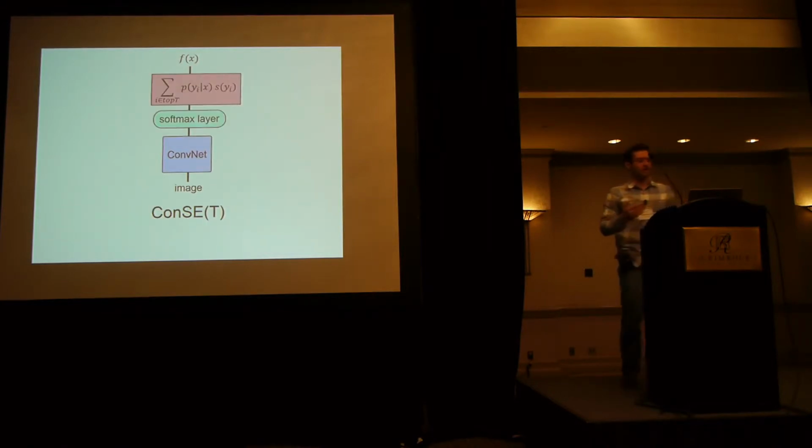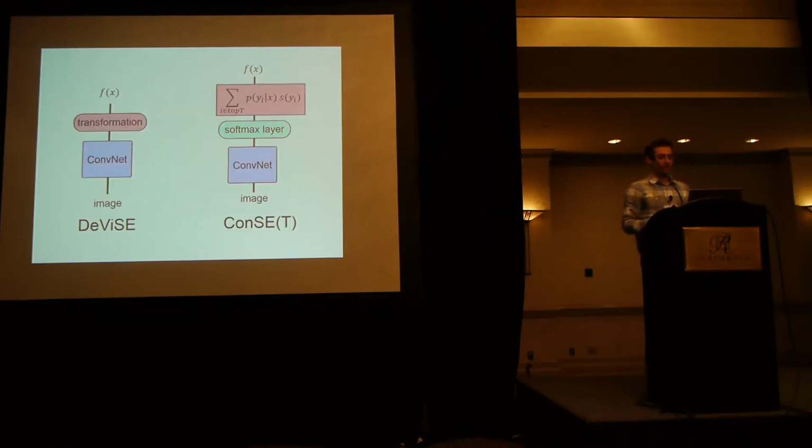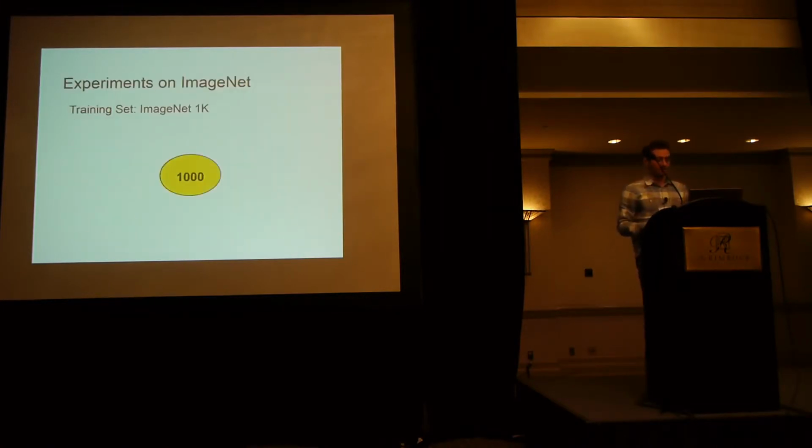And here is ConSE, in which we don't remove the softmax layer, but we simply compute this equation, the linear combination of semantic embeddings, to get f of x. And we can do a head-to-head comparison between these two models because we keep the semantic embedding exactly the same. The embedding vectors are exactly the same, and the core visual model is the same as well.